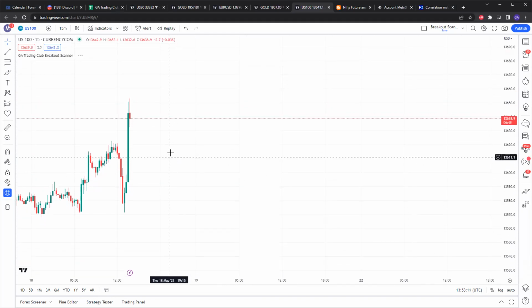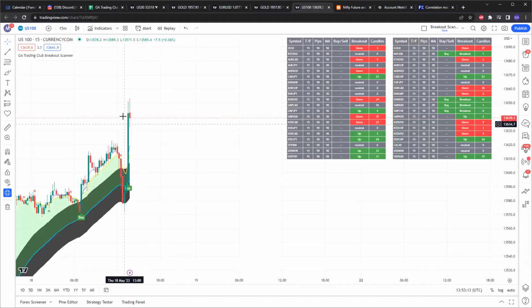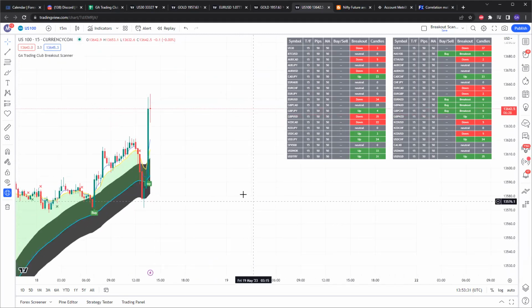So NAS, let's see. So this is a buy on NAS on the 15-minute time frame. However, for the breakout strategy, you don't really want to trade 1 hour before New York open. And as usual, we need to wait for New York open to stabilize. So this candle right here was on the open of the New York session.